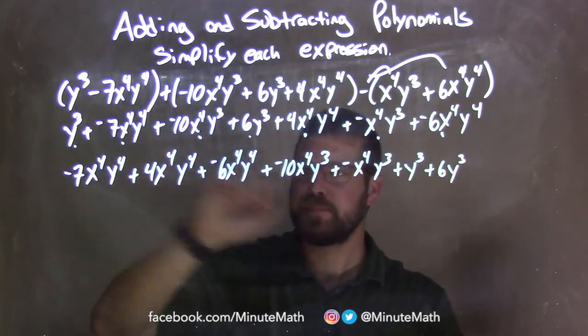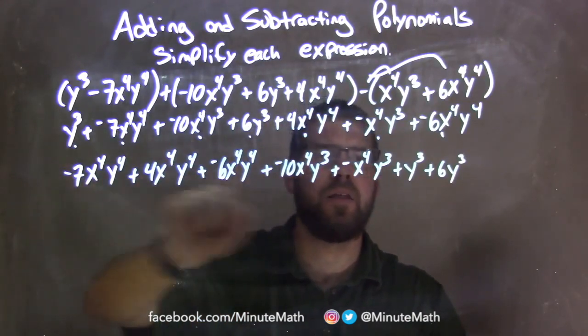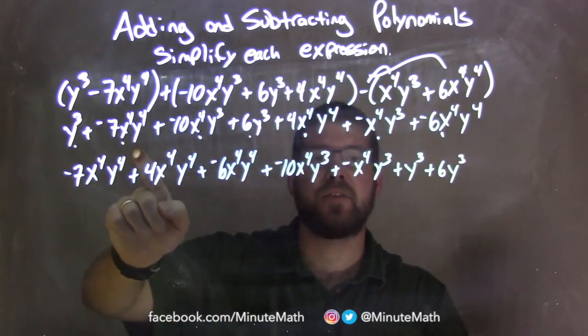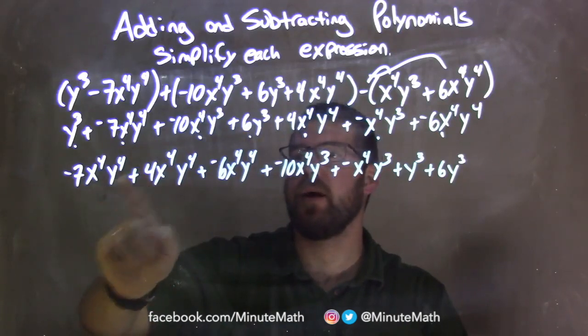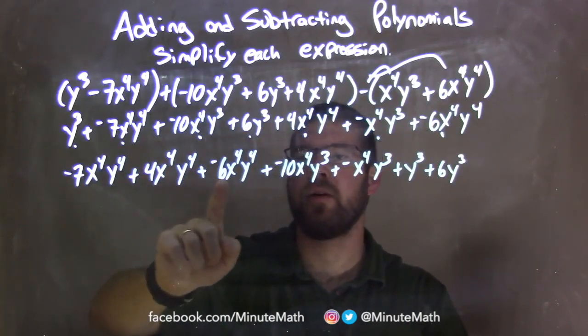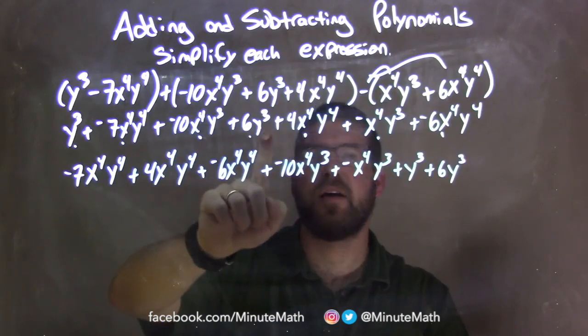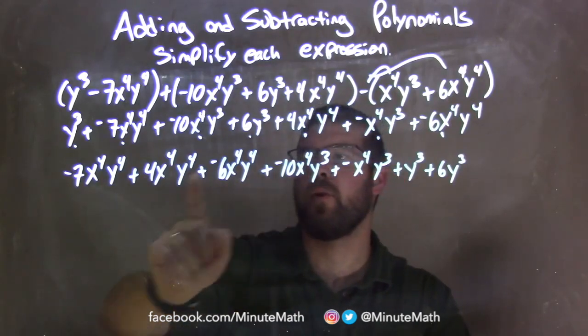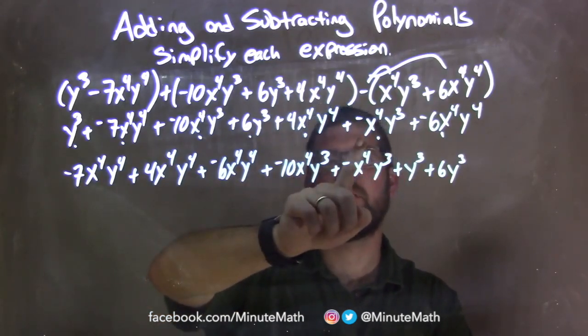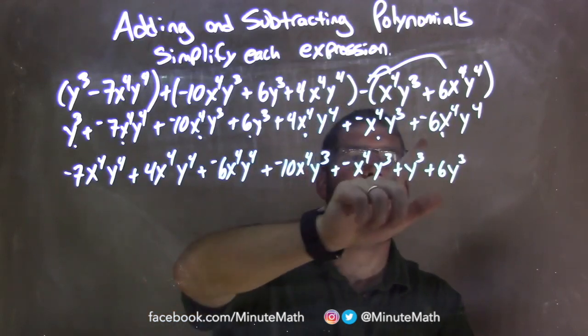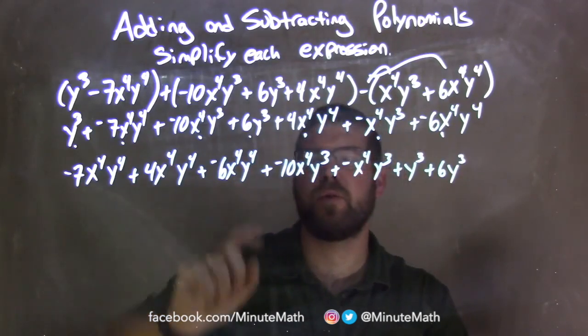Let's double check. We brought everything down. Y to the third is right there. Negative 7x to the fourth y to the fourth is right there. Negative 10x to the fourth y to the third is right there. 6y to the third is right there. 4x to the fourth y to the fourth is right there. Negative x to the fourth y to the third right there. And then negative 6x to the fourth y to the fourth is right there.